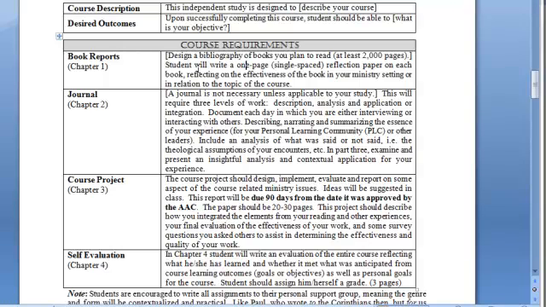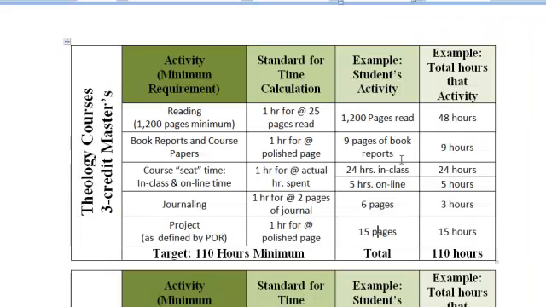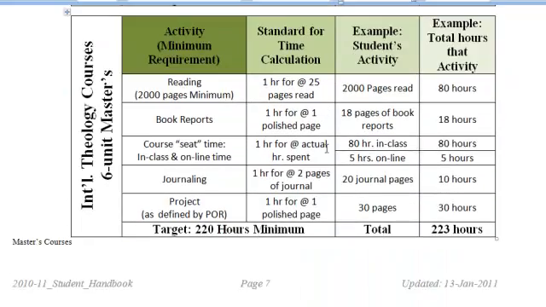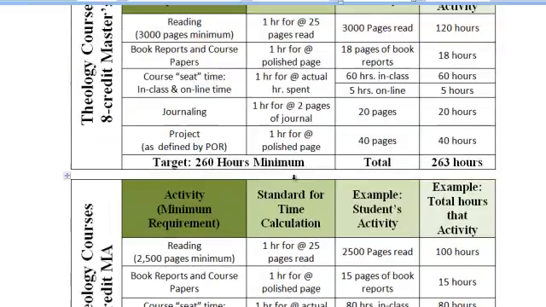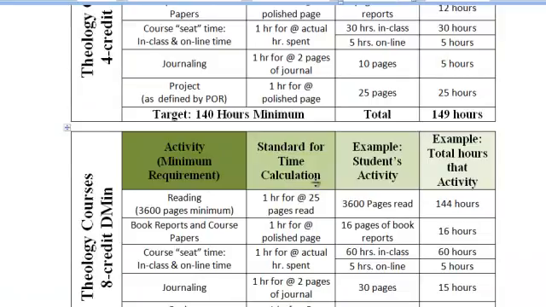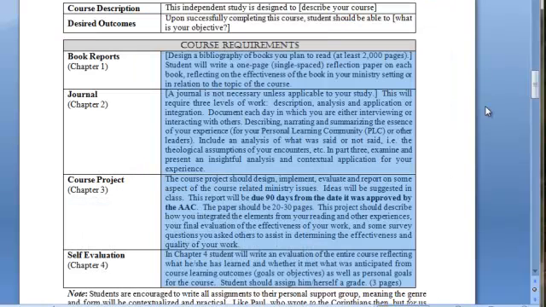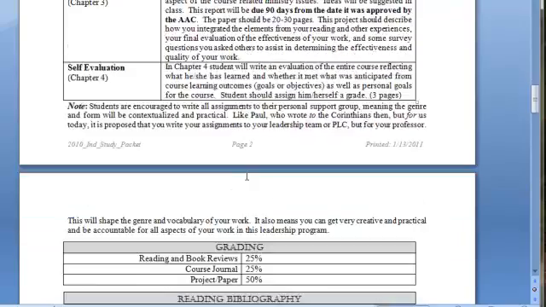Okay, so this whole section needs to be designed based on that hours document, and it goes through 6-credit masters, international courses, 4-credit masters, and to a 4-credit DMin class, 8-credit DMin class. So use that document to help you to calculate what you should be doing here.